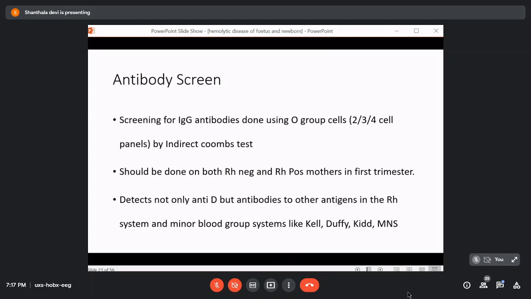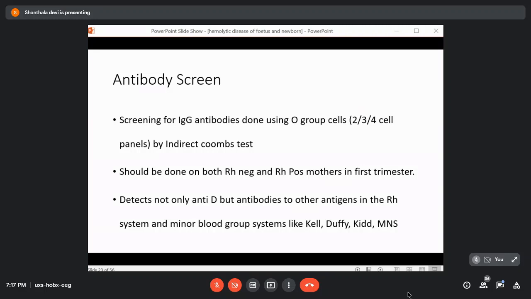What do you mean by antibody screening? Screening of the antibodies which are there in the maternal circulation is done by using O group cells. Various panels are available, 2-cell, 3-cell, 4-cell panels, and this is done by indirect Coombs test or indirect antiglobulin test. This has to be done.